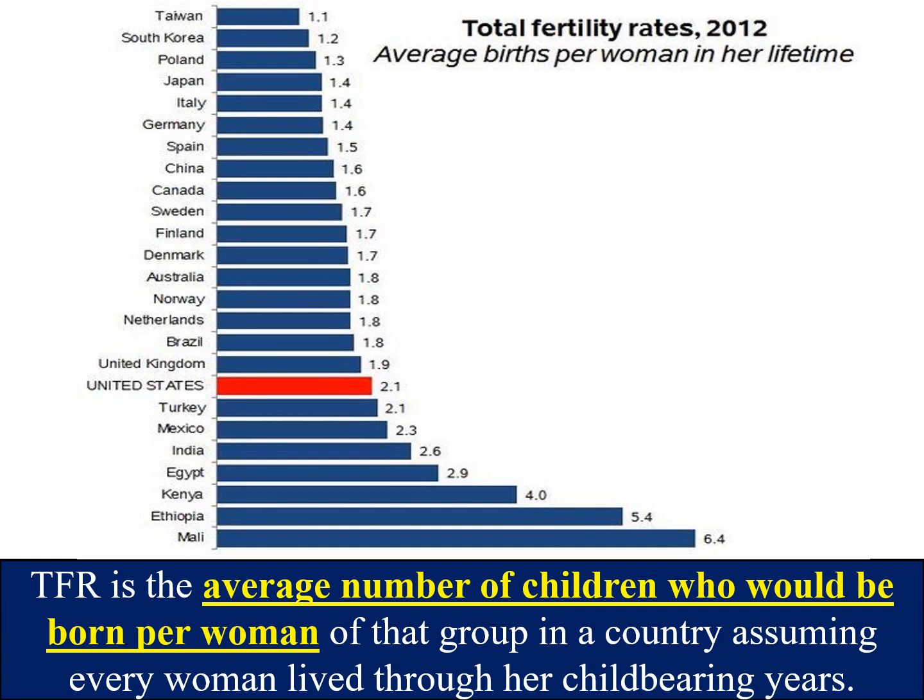So you have to make sure you pay attention. Is the question asking me about crude birth rates, or is this asking me about total fertility rates? Because a crude birth rate of 7 would actually be very low. It would mean that there's only 7 births per 1,000 people in that society, whereas a TFR of 7 would be very high. That would mean that the average woman is having 7 children.